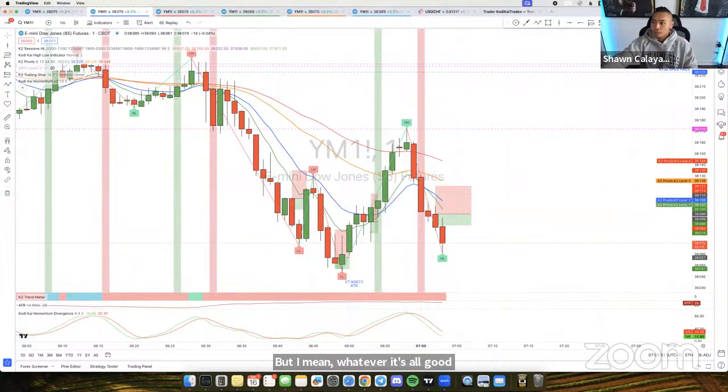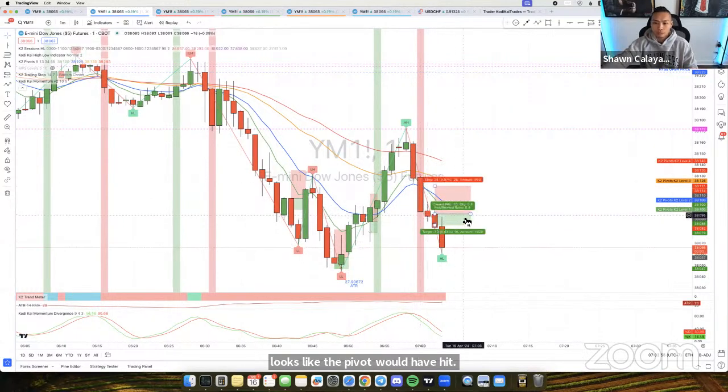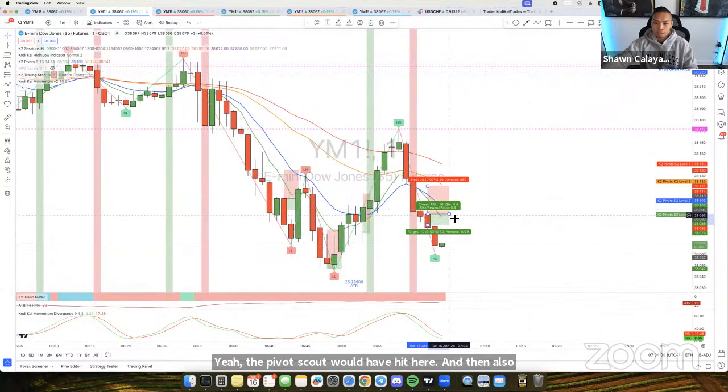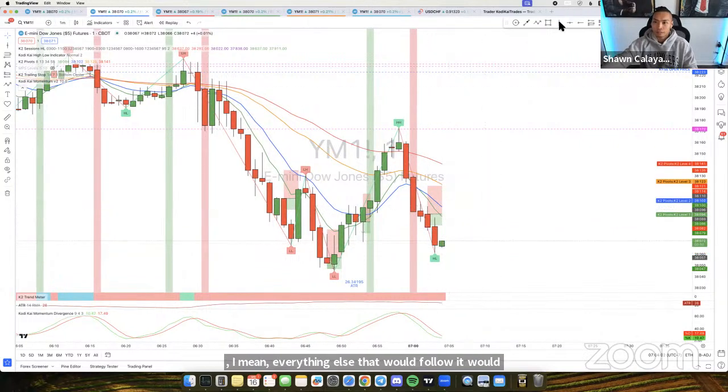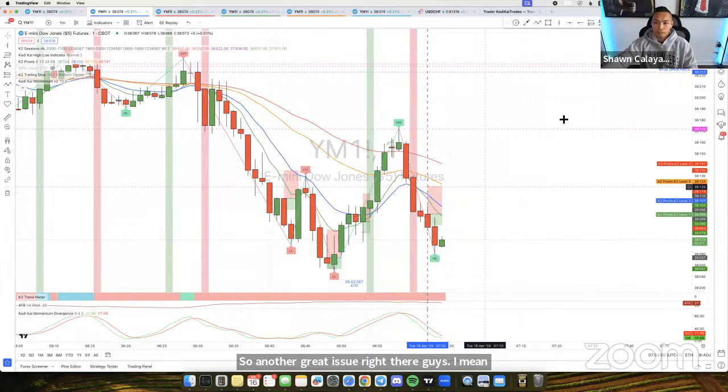Yeah, Madhu caught that as well and said, yeah, it looks like the pivot would have hit. Yeah, the pivot scalp would have hit here, and everything else that would follow it would also hit as well, right? So another great entry right there, guys. It looks like everybody's killing it today. We've had about 7 entries come up so far, and you guys are killing it.